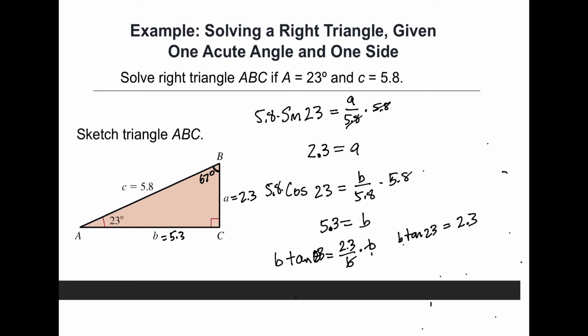Interesting enough, I never saw that connection. But B will be equal to 2.3 divided by the tangent of 23. And if you carry that out, 2.3 divided by tangent of 23, you get the same thing, approximately 5.4. The only differences here are rounding issues.